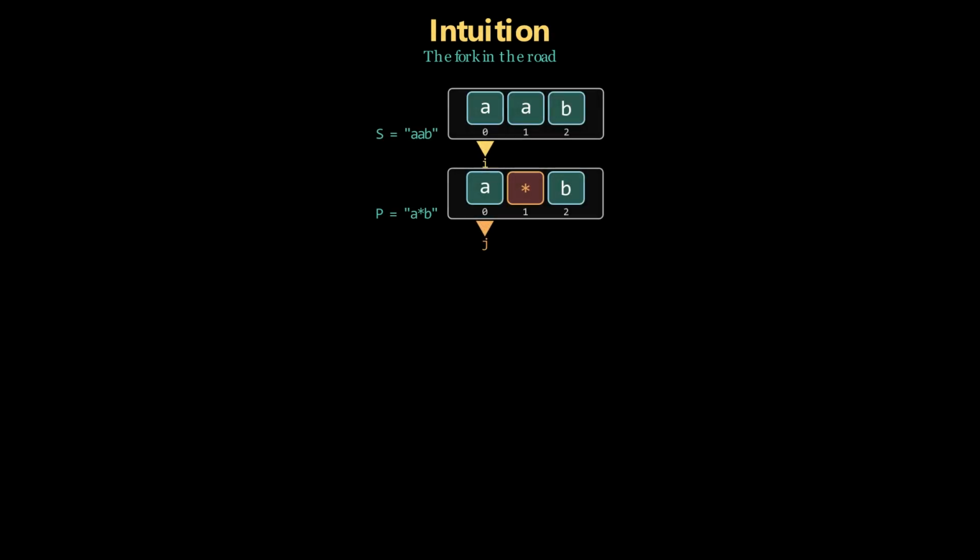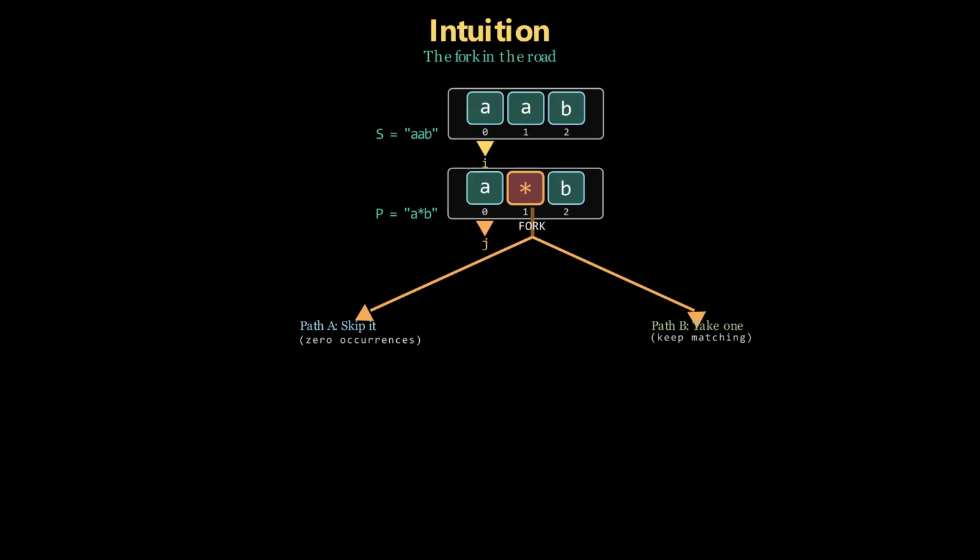New example, S is A A B, pattern is A star B, pointer J lands on the A right before the star. That star does not move forward like a normal character. It expands into a fork in the road. Path A, skip the A, 0 occurrences. Path B, take one A and keep matching on the star.